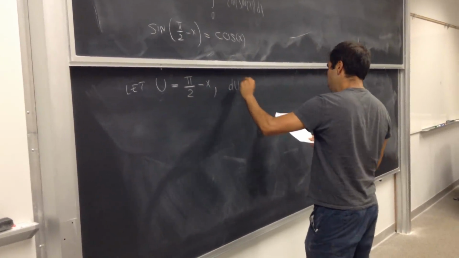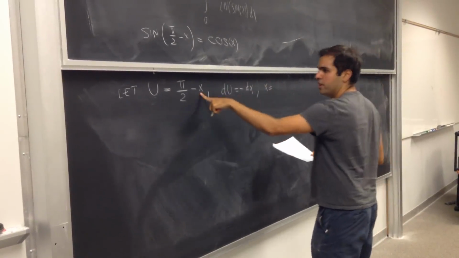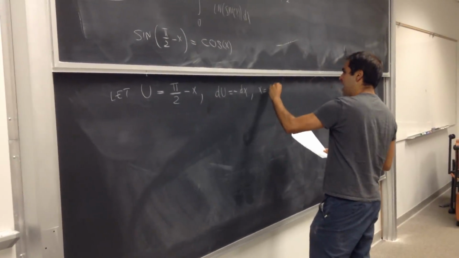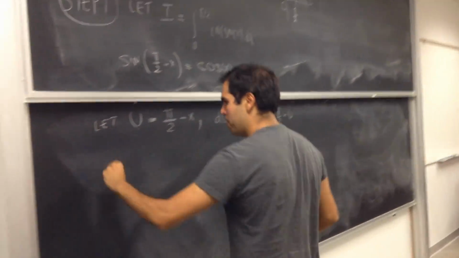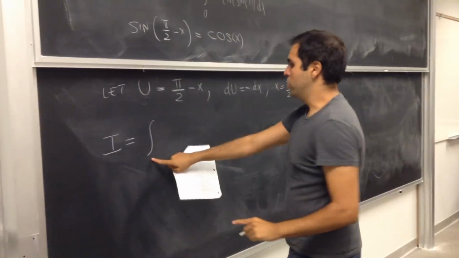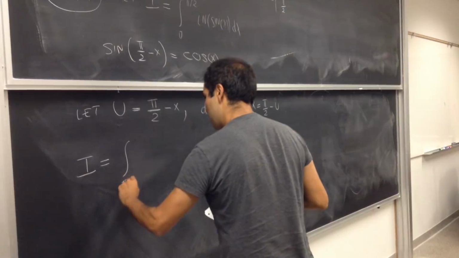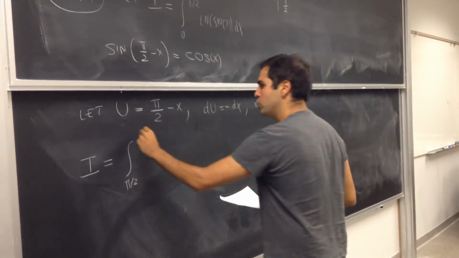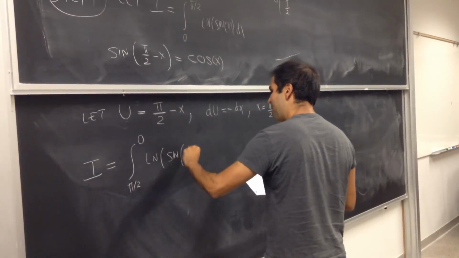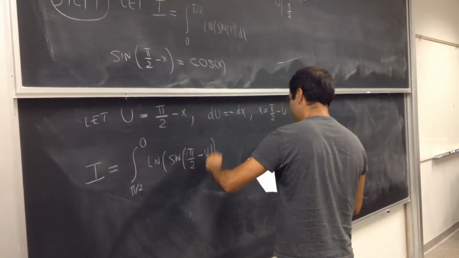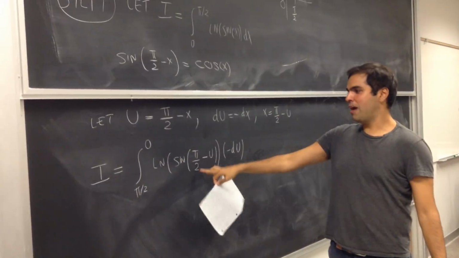Then we know that du equals minus dx, and x equals pi over 2 minus u. So in other words, this integral becomes: if x is 0, u is pi over 2. If x is pi over 2, u is 0. So in fact you get ln of sine of pi over 2 minus u, minus du.